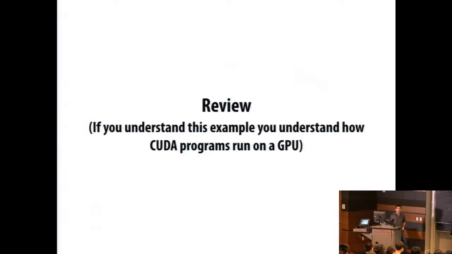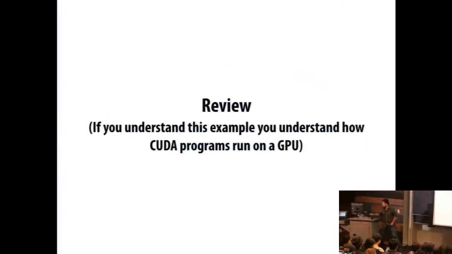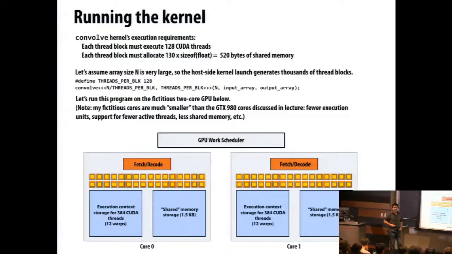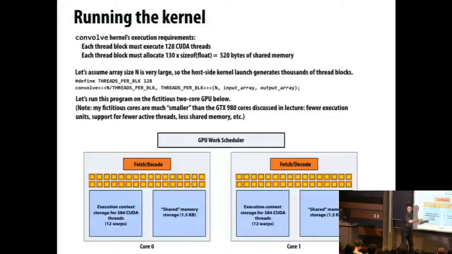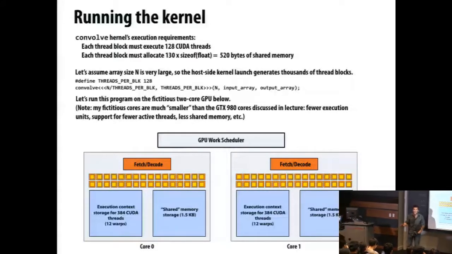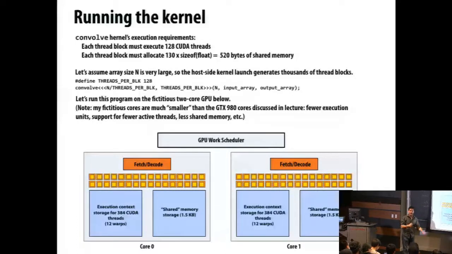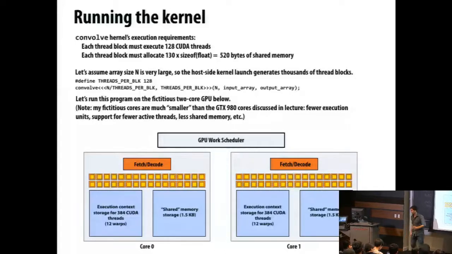Okay, let's see if we understand what's going on. Let's run a kernel, but not on that massive thing, because I'm just not going to draw that. Let's run it on a much smaller, low-end GPU, which happens to have 2 of these cores. It has storage for 12 warps instead of 64. And let's say it has 1.5 kilobytes of shared memory rather than, what did I say, 96. That way we can actually work through this experiment, because the other one would be insane.